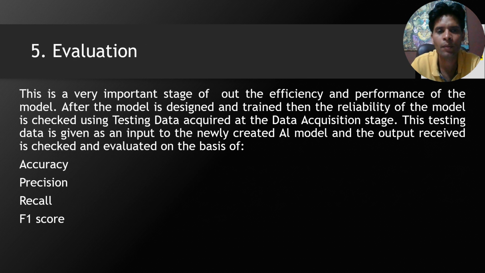Evaluation. This is very important, and this is the part that we are learning right now. This is the NLP chapter. After this, we have this topic that is called evaluation. In this, we will learn all these things: accuracy, precision, recall, and F1 score. It's a very easy topic. From this topic you will get at least 7 to 10 marks. That is evaluation. This is a very important stage to check the efficiency and performance of the model.